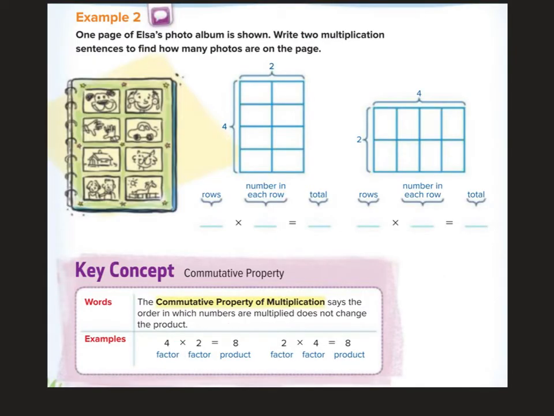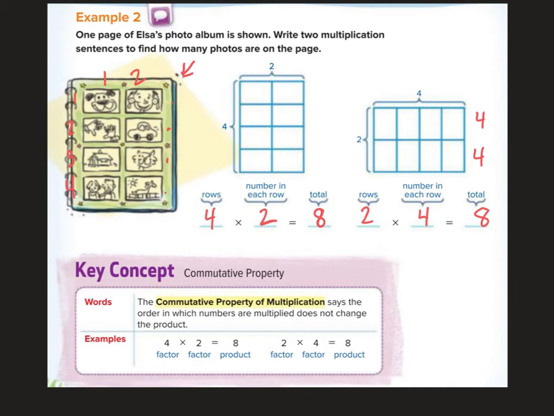One page of Elsa's photo album is shown right there. Write 2 multiplication sentences to find out how many photos are on the page. So I have 1, 2, 3, 4 rows and 1, 2 in each row. So I can count by 2s. 2, 4, 6, 8. There are 8 here. Now if I flip my array on its side, if I rotate it onto its side, now I have 2 rows and 4 in each row. So I could do 4 plus 4 is 8.